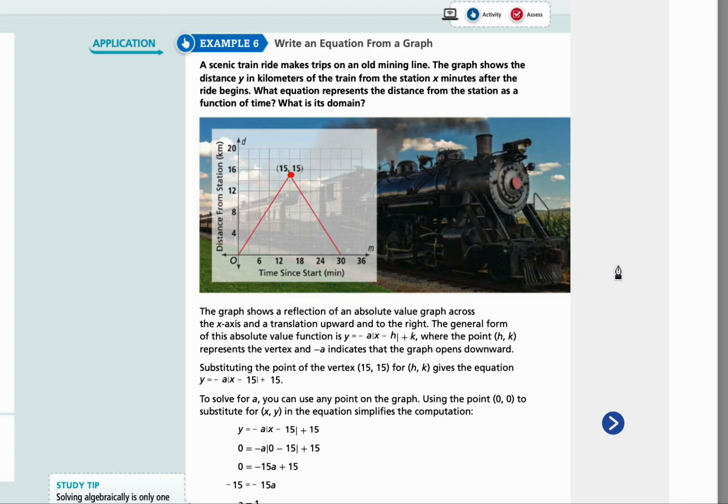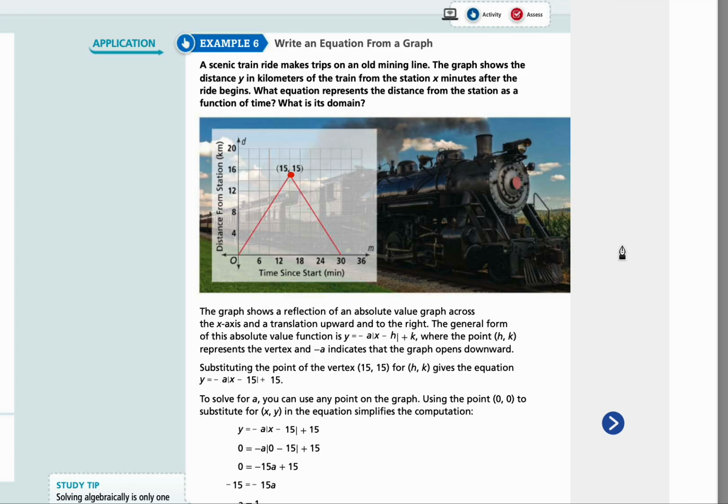Now, let's look at example 6. Write an equation from a graph. A scenic train ride makes trips on an old mining line. The graph shows the distance y in kilometers of the train from the station x minutes after the ride begins. What equation represents the distance from the station as a function of time?